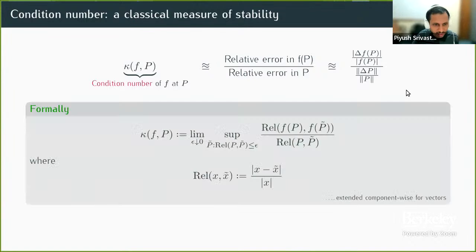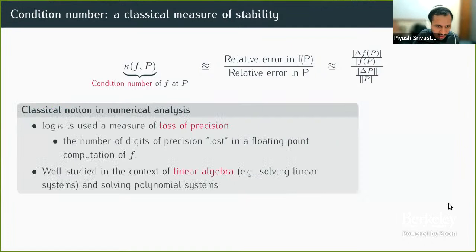The precise definition is more or less the same. It looks like this. You look at small errors, so you have to look at it in the limit of small errors. And the relative error is exactly defined, as I said, as the error divided by the actual magnitude. And then you look at the relative error in the output divided by the relative error in the input, in the limit of small relative error in the input. And this can be extended componentwise for vectors. Why is this quantity interesting?